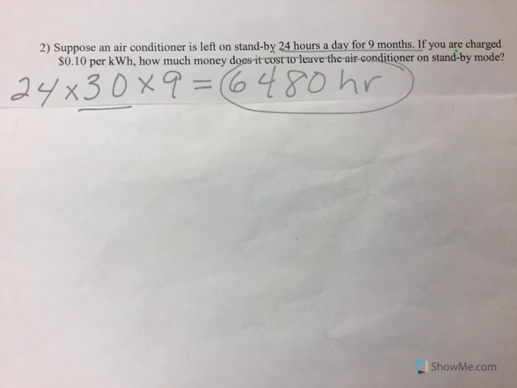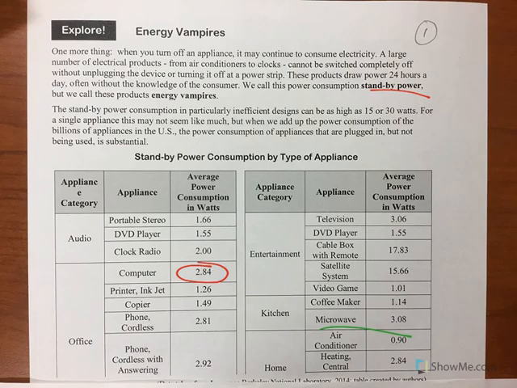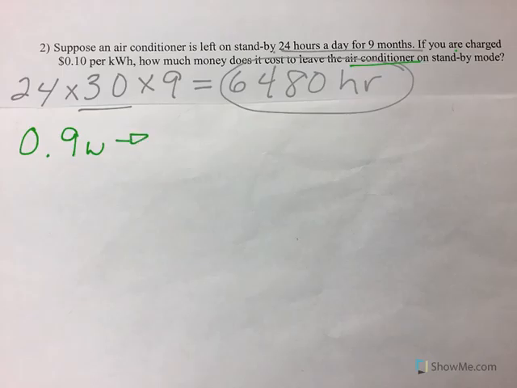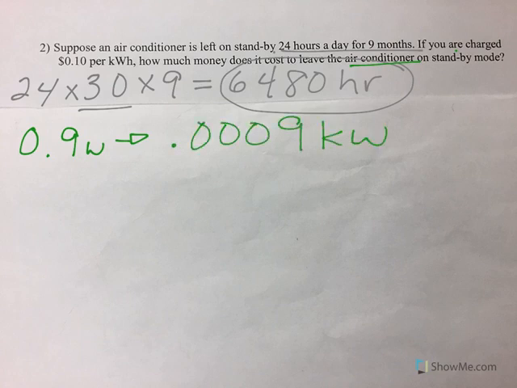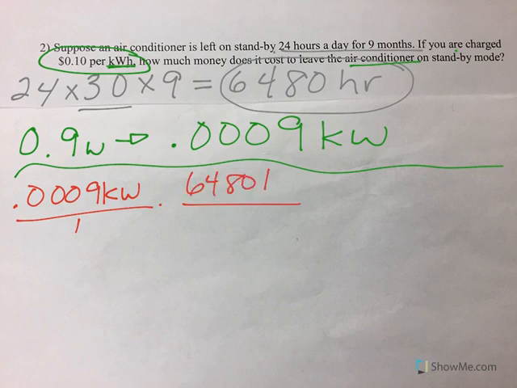Then next we need to talk about the air conditioner. Well, if you go back to that first page, an air conditioner on standby mode uses 0.9 watts. Don't believe me? Let's go back and look. Where's it at? Air conditioner, 0.9 watts. Okay, so change that to kilowatts by moving it left 3 places, and we get 0.0009 kilowatts. So now let's go ahead and find per kilowatt hour. So we're still looking for kilowatt hours. So I have 0.0009 kilowatts times 6,480 hours.